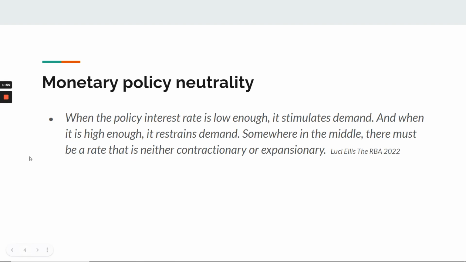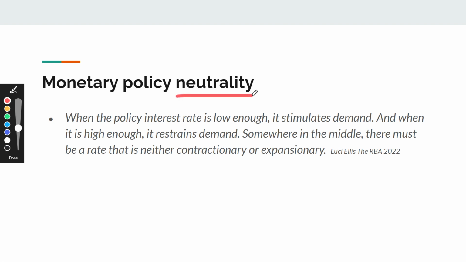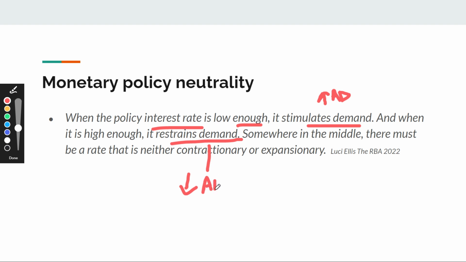Now, Lucy Ellis here has made this statement about monetary policy neutrality, probably my third favorite economist at the RBA. It's a very simple statement. It says when the policy interest rate or the cash rate target is low enough, it stimulates demand. What she's saying is it increases aggregate demand. And when it's high enough, it restrains aggregate demand or restricts aggregate demand. What she's saying is it'll decrease aggregate demand.